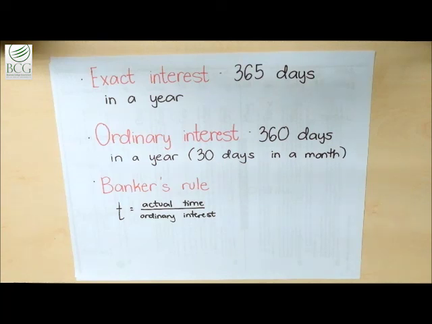Exact interest assumes that there are 365 days in a year, while ordinary interest assumes that there are 360 days in a year. Just like approximate time, it assumes that every month has 30 days each. So the four assumptions discussed can be mixed and matched, such as actual time under exact interest, approximate time under exact interest, or approximate time under ordinary interest. If there is no statement to the contrary, then we can assume that the banker's rule is used, which is the actual time under ordinary interest.